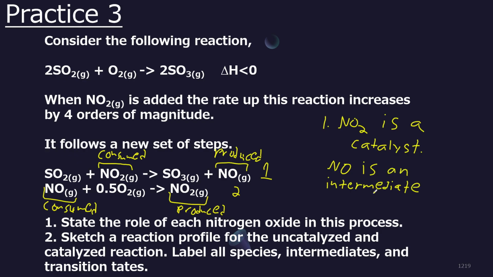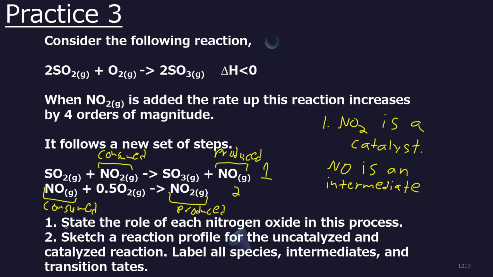All right, NO2 is a catalyst, NO is an intermediate. Very good to be able to find these from these sort of elementary steps. Things that are consumed and then produced are catalysts. Things that are produced but then consumed immediately are intermediates.